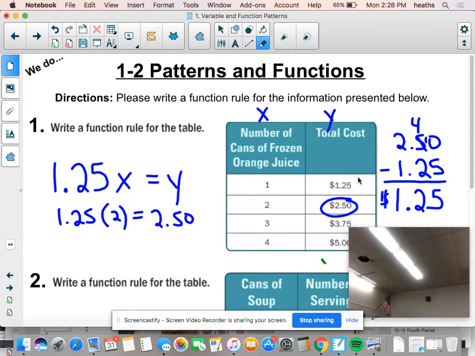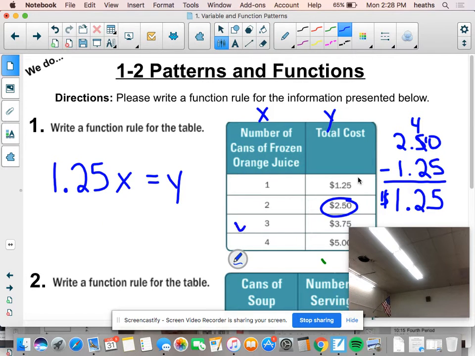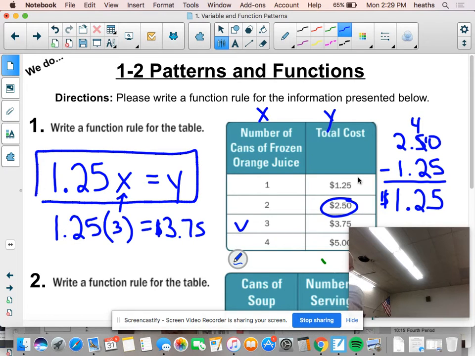Let me erase and show another one and see if our function rule works. Let's try this one right here. So let's say it's $1.25 for a can of orange juice, but your x value up here, we actually bought 3 cans of orange juice. $1.25 times 3 works out to be $3.75. So I think our function rule that we wrote here works perfectly. Moving on.